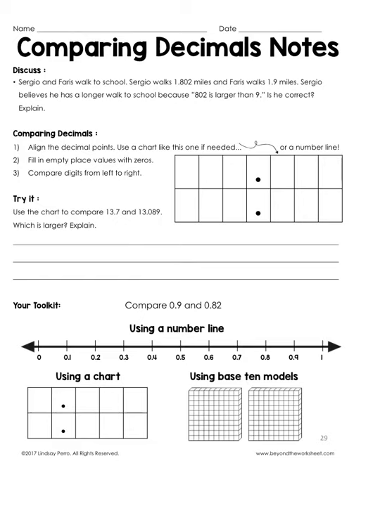So think about this situation. Sergio and Ferris walk to school. Sergio walks 1 and 802 thousandths miles, and Ferris walks 1 and 9/10 miles. Sergio believes he has a longer walk because 802, this part, is larger than 9. Is he correct?